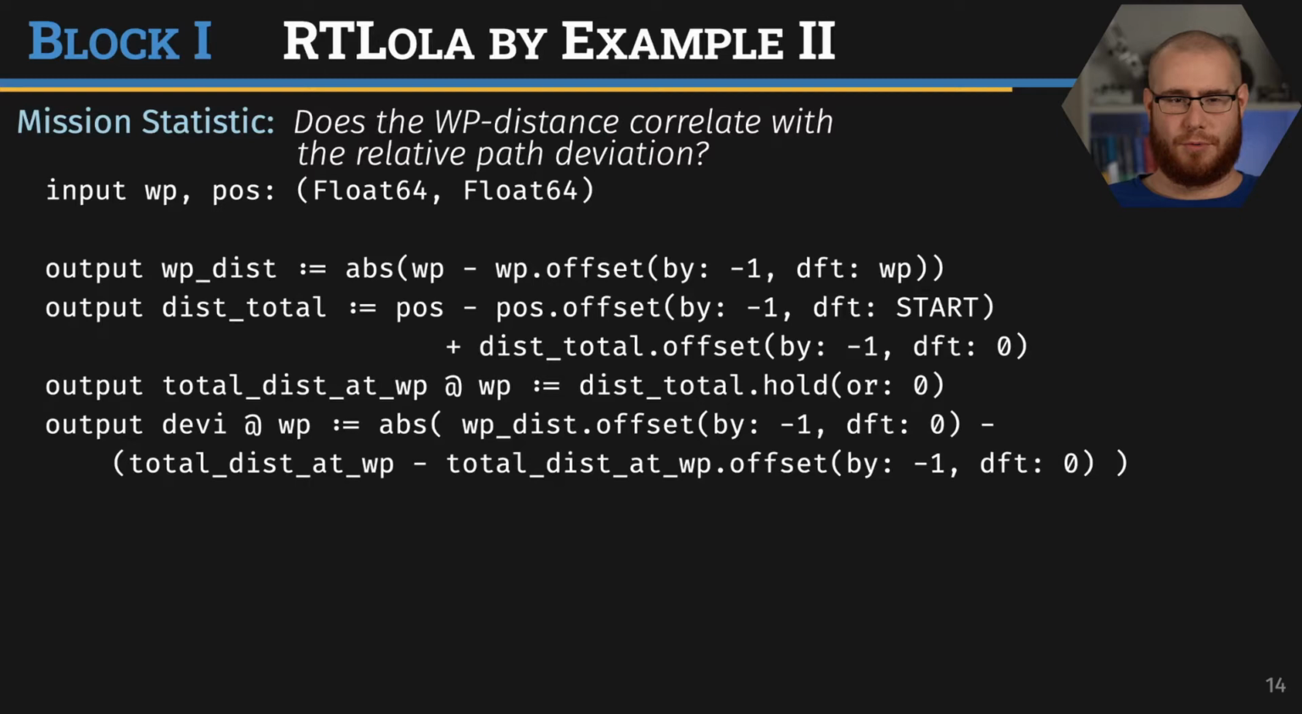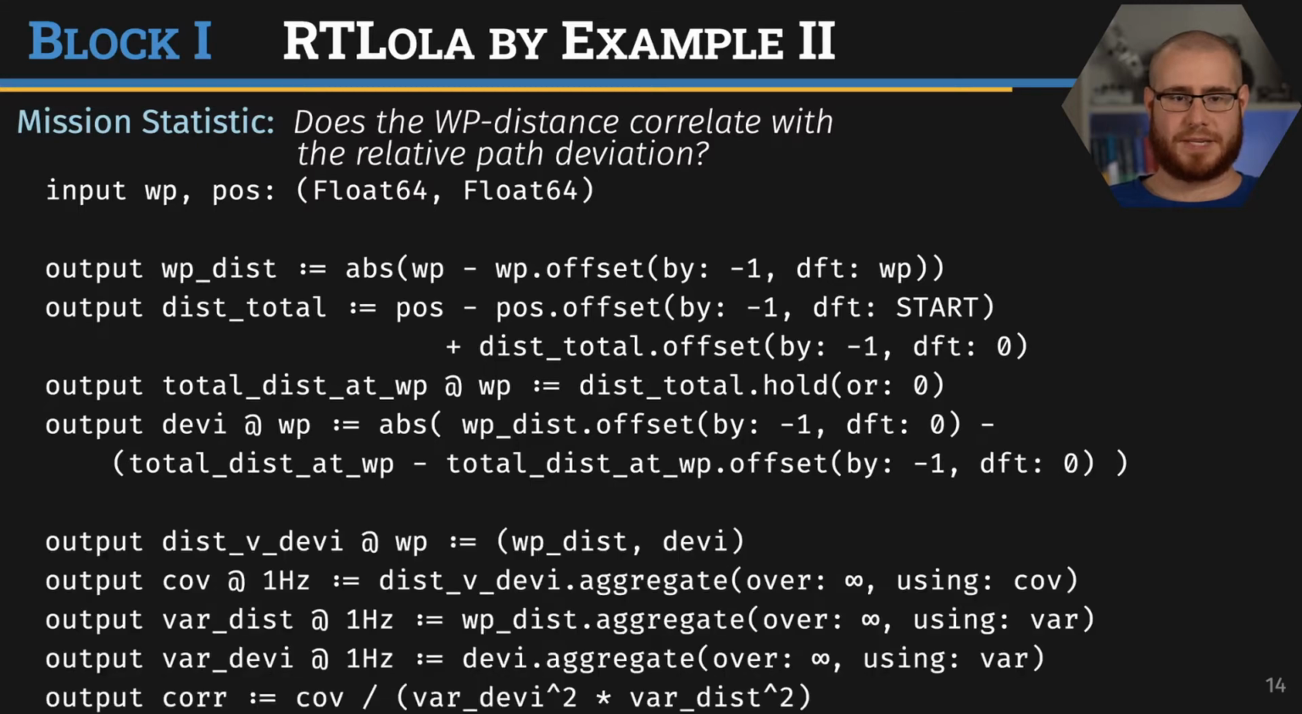Okay, now we do have the deviation and we have the distance of waypoints. And we want to compute the correlation between these two signals. So we first have to define one stream containing the information for both streams. So we define a new output, distance versus deviation, where this is just a pair of the WP distance and the deviation. And the timing of this stream, once again, is bound to the waypoints.